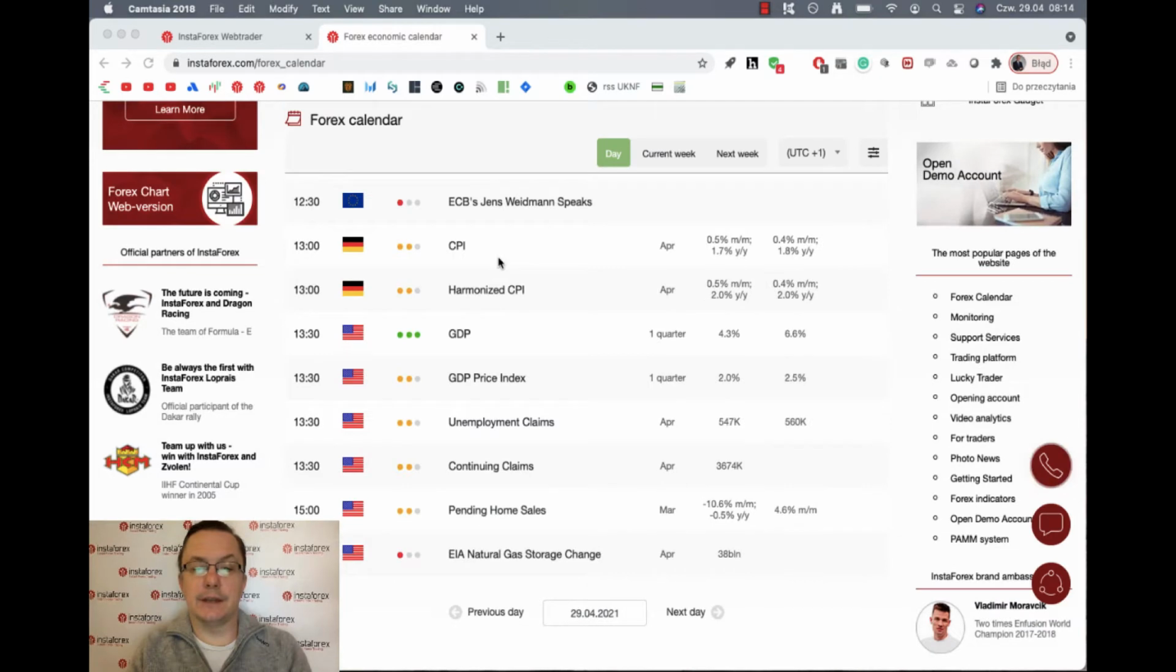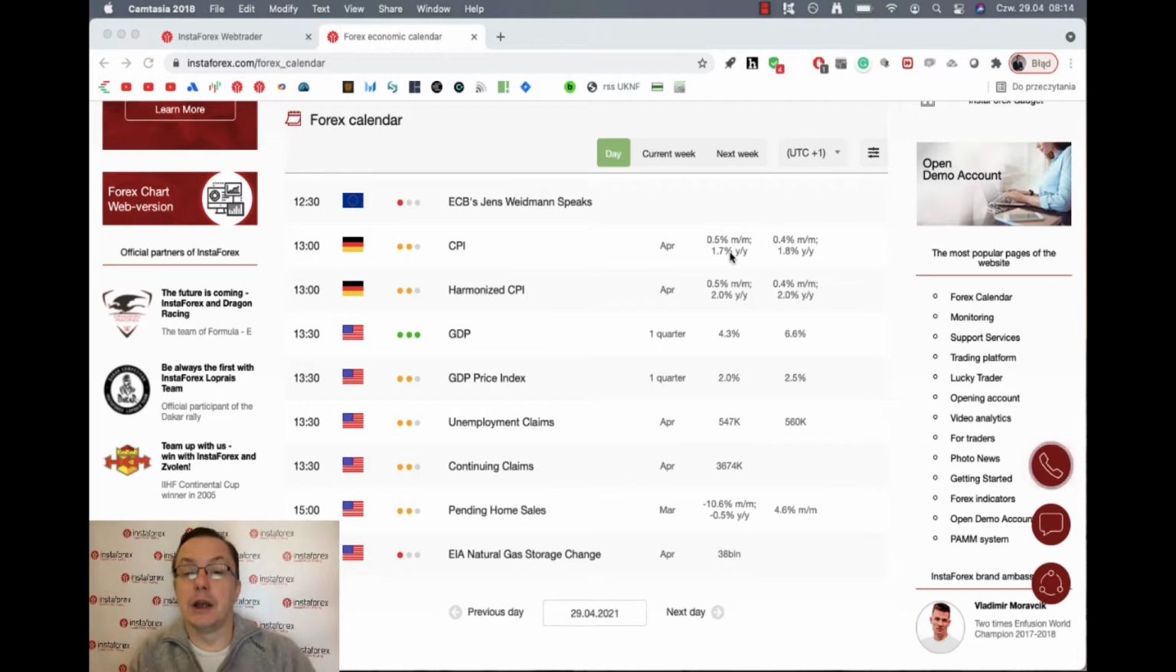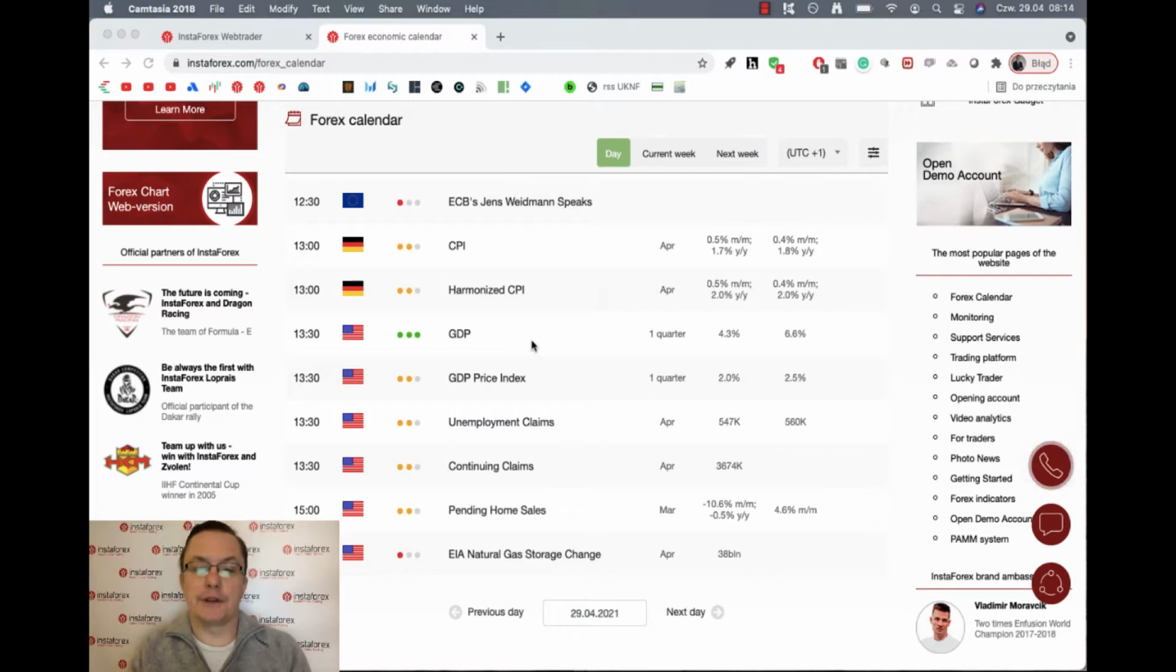At the end of the London session, there is harmonized CPI data from Germany scheduled for release at 1 p.m. There is no inflationary pressure in Germany. The previous reading was 0.5% on a monthly basis, and this month's forecast is 0.4%, so there is no inflationary pressure.